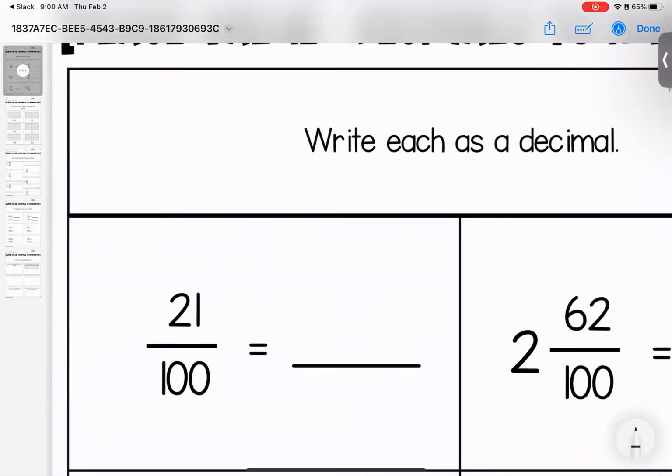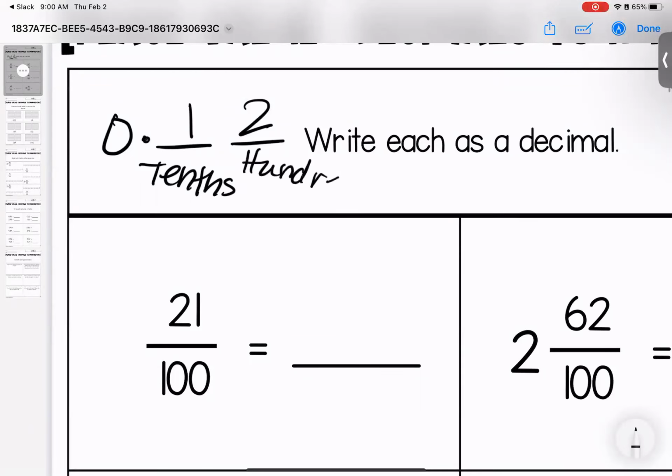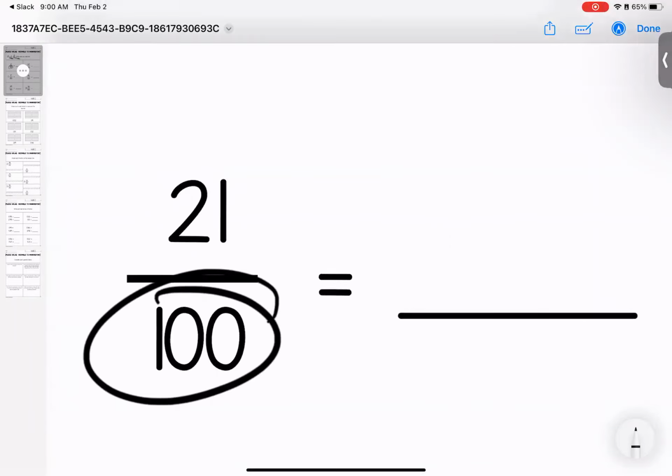If we are dealing with hundredths, write yourself a little reminder or look at your printable on what the places are called. Remember, when we're working with decimals, the place value gives it its name, right? The place value gives it its name. So we look at this denominator, and where it lives depends on that part in the fraction or in the decimal. So I want to have my 21 in the hundredths place. That last digit gives it its name.